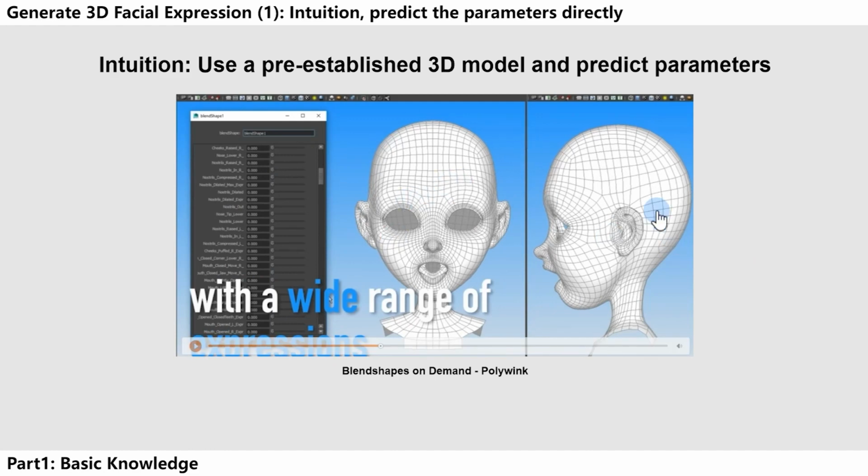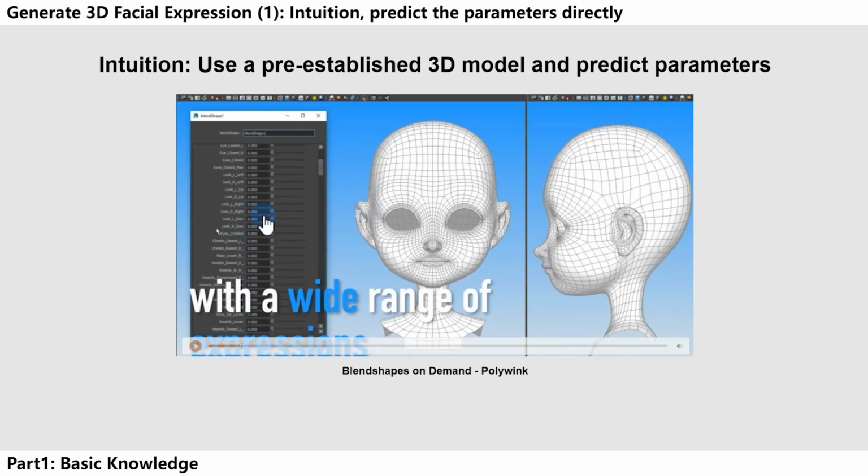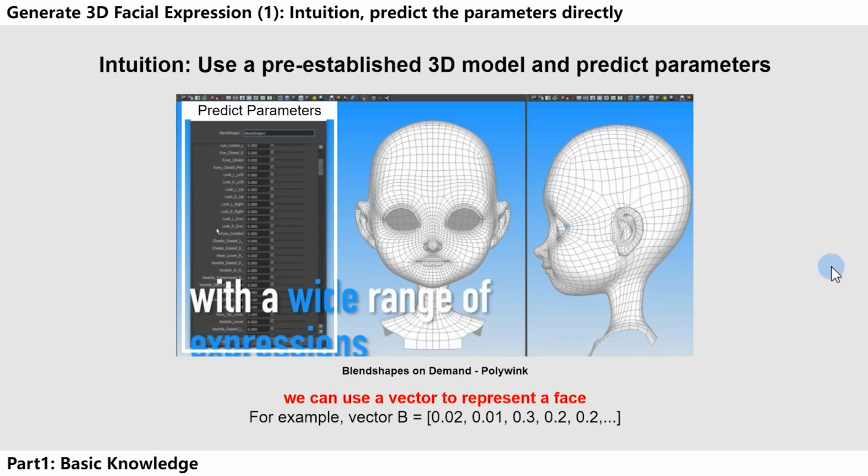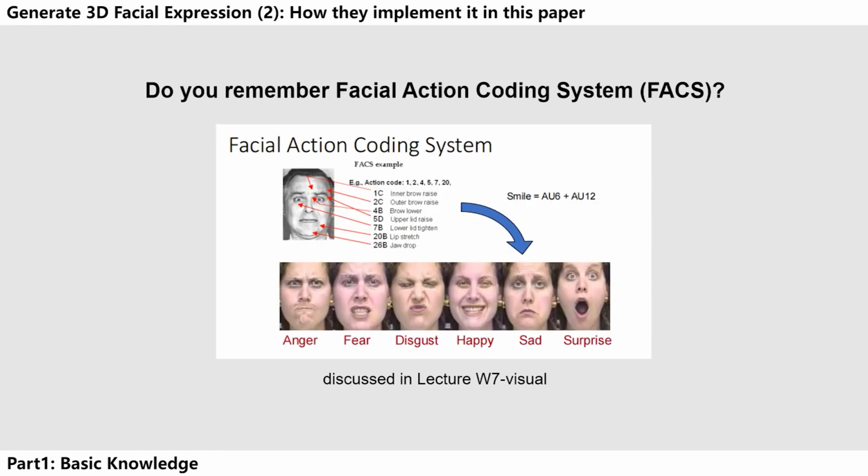You can see on the right-hand side there is one pre-established 3D model, and on the left-hand side there are maybe 100 parameters, and each parameter can control a key point corresponding to the 3D model. So maybe this parameter can control the size of the left eye, and this parameter can control the size of your mouth, and so this is what we are going to predict. So we can use a vector to represent a face given a pre-established 3D model.